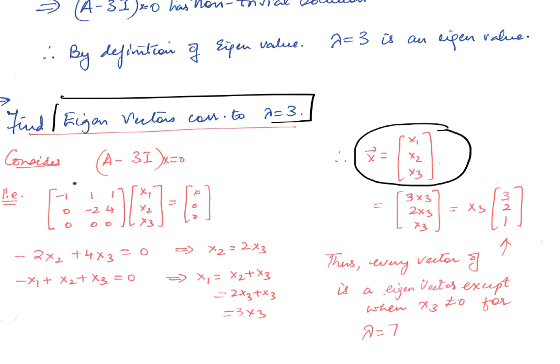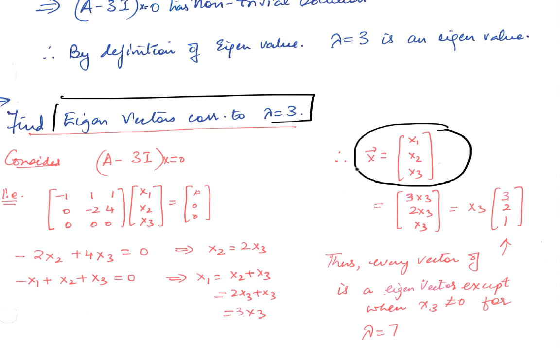Go ahead, write down A minus 3I, put x1, x2, x3. Then you get a linear system of equations. You try to find out the relationship between x1, x2, and x3. When you do the math here, x2 is 2 times x3 and x1 is 3 times x3. Just go and plug in, and when you write it down, x3 is the one which is taken out.